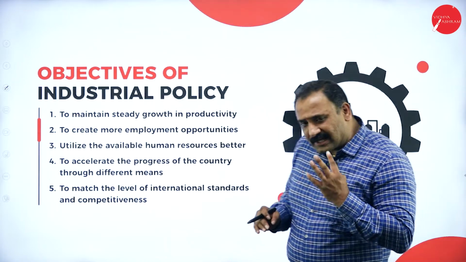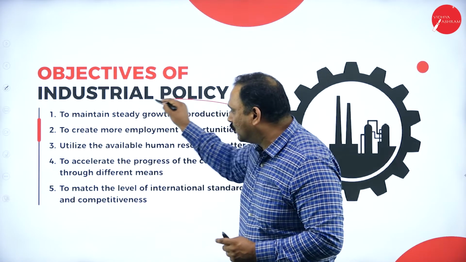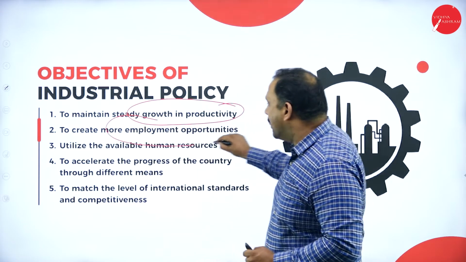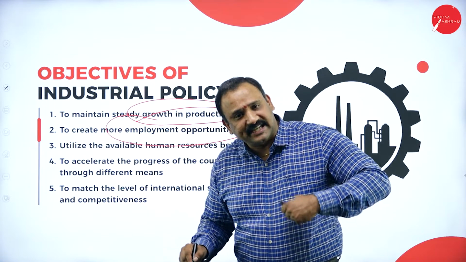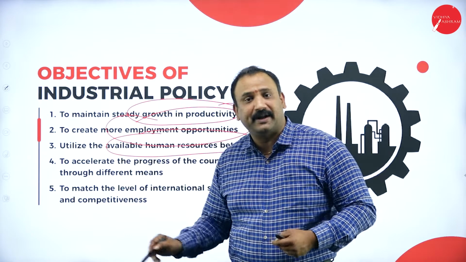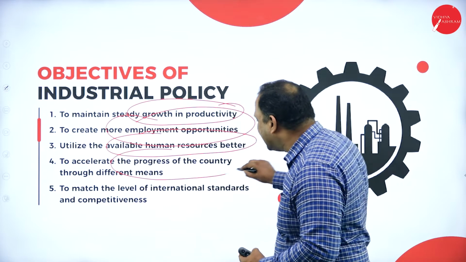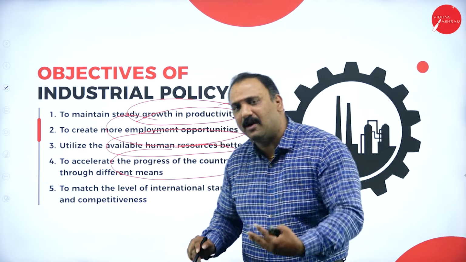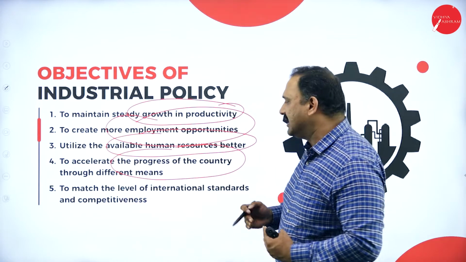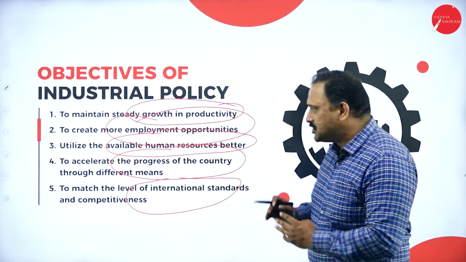Moving further, what are the objectives of the industrial policy? One, to maintain a steady growth in productivity, which is of course needed. The second one, to create more employment opportunities. Yes, we believe in that. The third one, to utilize the available human resources better, which we are looking forward altogether. The next one is to accelerate the progress of the country through different norms, methodology, and means, which is also very much the need of the hour. And the next one is the level of international standards and competitiveness. So let's go one by one.